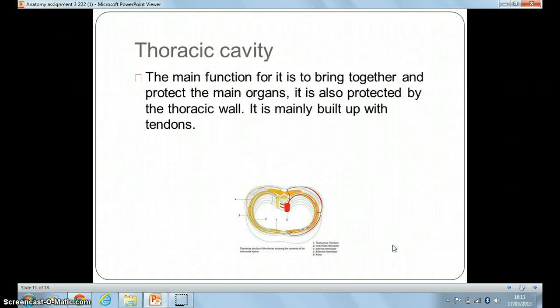Thoracic cavity. The main function for it is to bring together and protect the main organs. It is also protected by the thoracic wall. It is mainly built up with tendons.